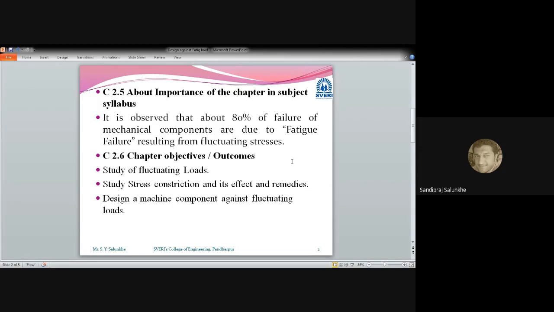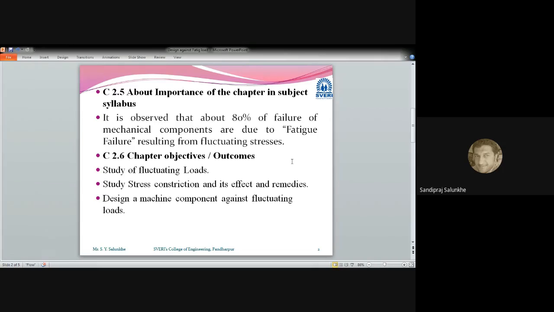So that's why this unit is important, and we have to study in detail everything related to fluctuating loads and fluctuating stresses. When we learn this unit, first of all we are going to understand what a fluctuating load is, then what the types of fluctuating load are, and then what stress concentration is. Because while studying fluctuating loads, we have to consider stress concentration. That is the concept.